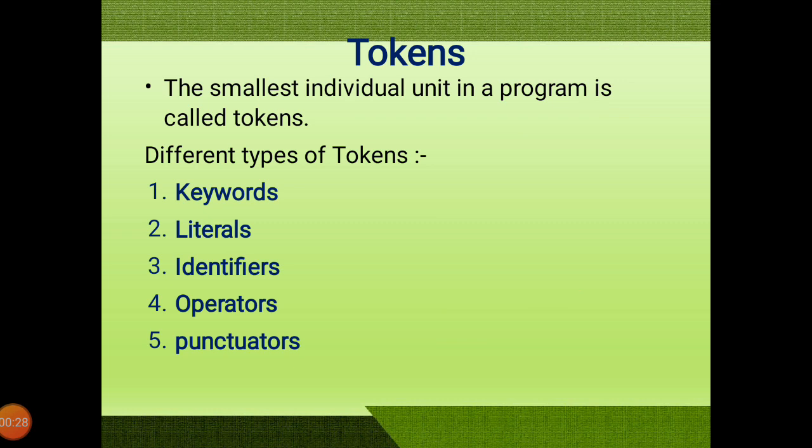Now, tokens. The smallest individual unit in a program is called a token. While we are writing a Java program, tokens have a very important role because with the help of tokens we can write Java programs. Java provides different types of tokens. The first one is the keyword, the second is the literals, the third is the identifier, then operators, and the last one is the punctuators. Let us explain one by one.